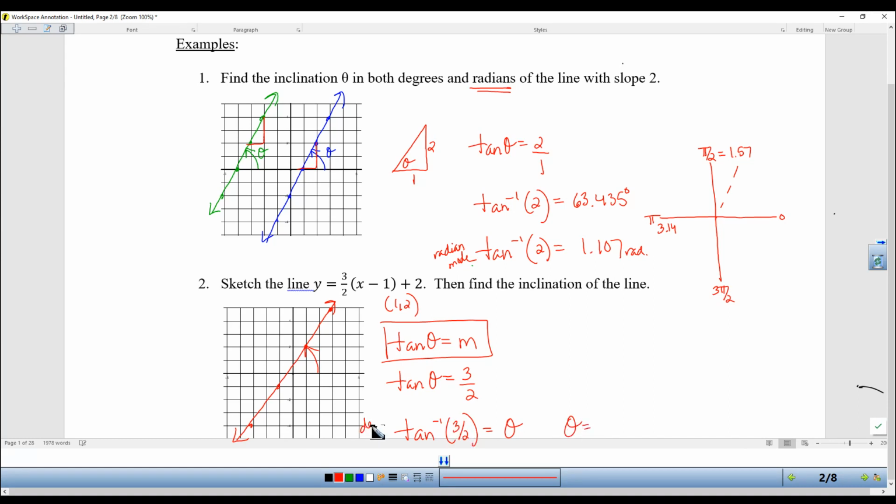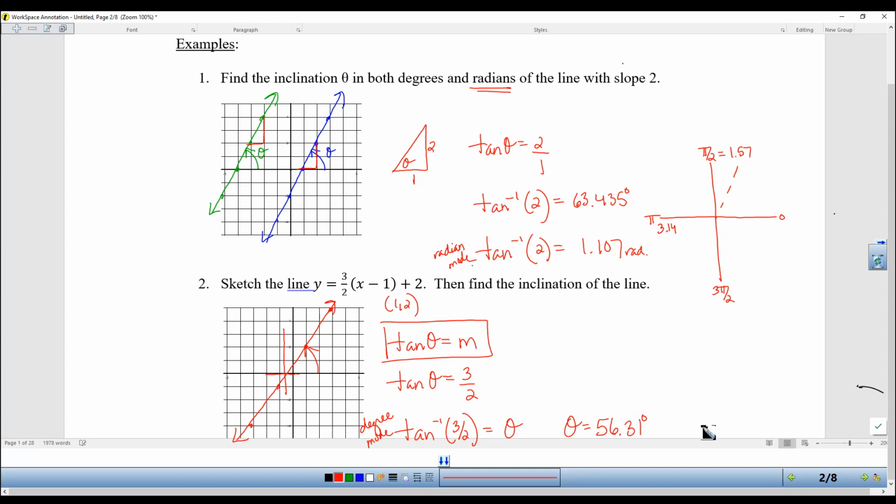When your calculator is in degree mode, don't forget to switch it back because we did radians last, and you will get 56.31 degrees. Does that look like it could be 56? Sure. If I draw a little 90-degree angle there, it looks bigger than 45.